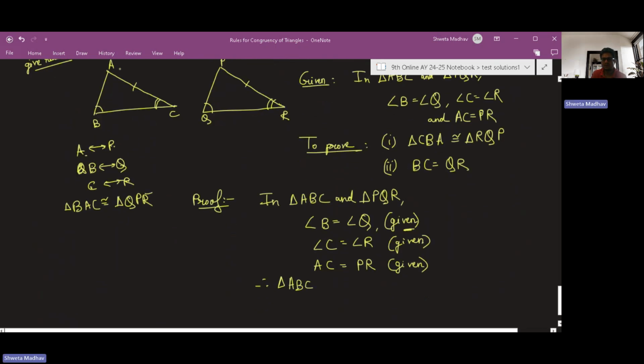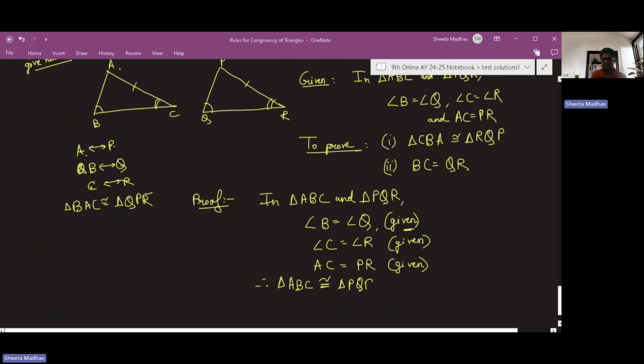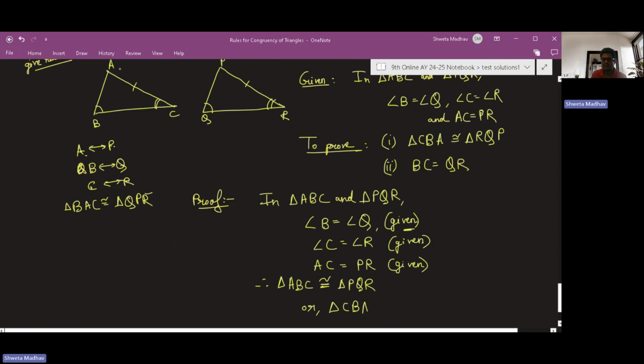triangle ABC is congruent to triangle PQR, since A corresponds to P, B corresponds to Q, and C corresponds to R. So we can write the names in the reverse order also on both sides. So we can say triangle CBA is also congruent to triangle RQP. How? The reason is the AAS rule.